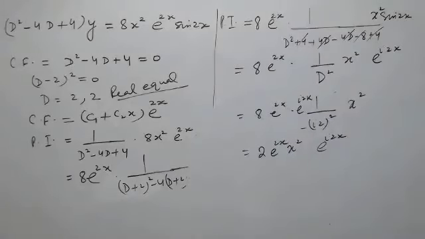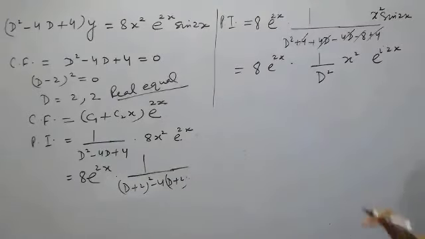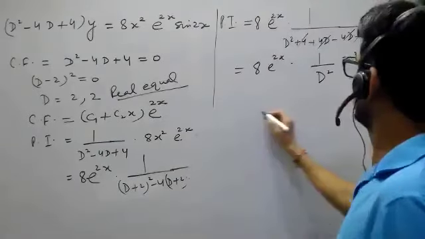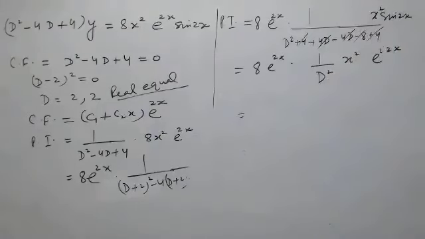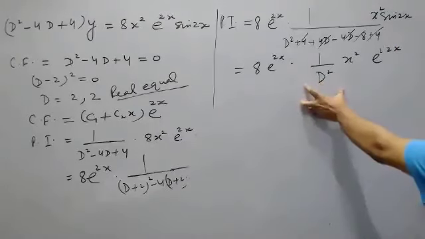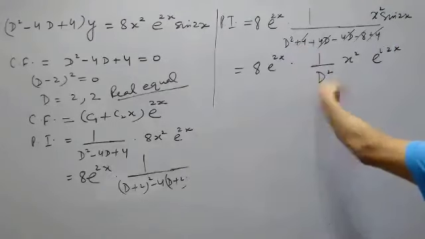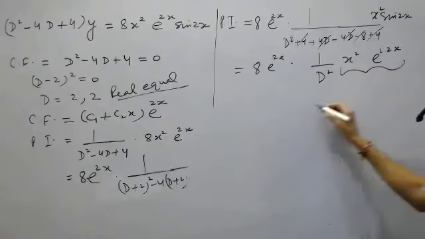Sir, in iota, d is replaced by d plus a. It will become complicated, a plus b square, so let us leave it, because if it will become d plus 2 iota square, it will become a square plus b square plus 2ab, so then we will have to do lot of stuff. So just integrate this twice, that you can do.